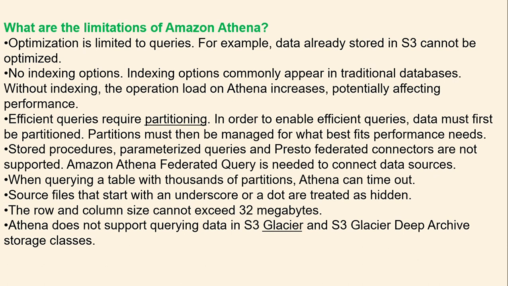Next is that efficient querying requires partitioning. In order to enable efficient queries, data must first be partitioned. Partitions must then be managed for what best fits performance needs. Next is stored procedures. Parameterized queries and Presto federated connectors are not supported. Amazon Athena federated query is needed to connect data sources. Next, when querying a table with thousands of partitions, Athena can time out. Source files that start with an underscore or a dot are treated as hidden. The row and column size cannot exceed 32 megabytes, and Athena does not support querying data in S3 Glacier and S3 Glacier Deep Archive storage classes.